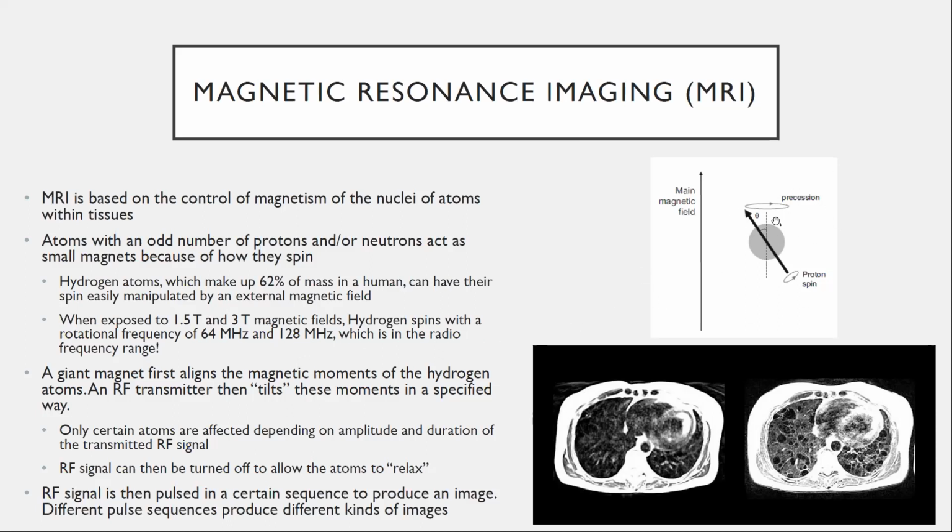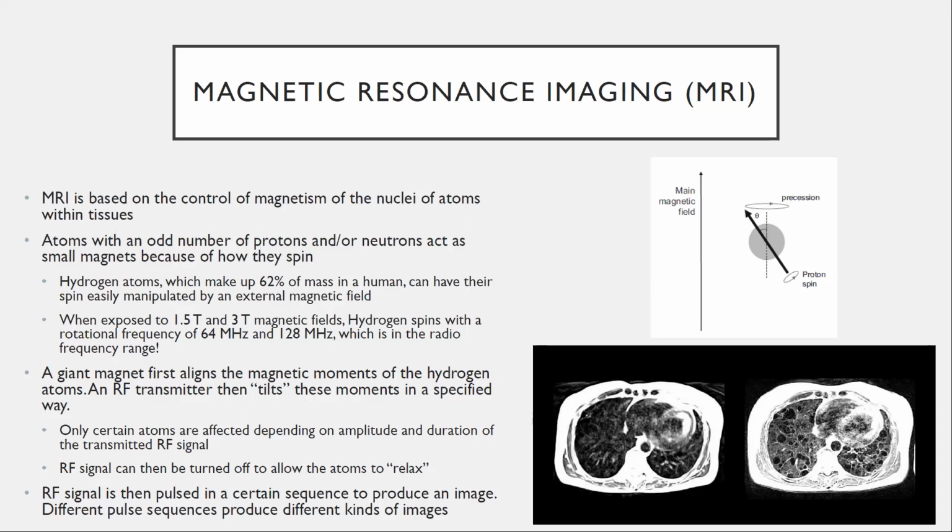Okay. And so basically, when you expose hydrogen atoms to either 1.5 Tesla or 3 Tesla magnetic fields, these hydrogen atoms will start to spin, and the exact frequency that they spin at is either 64 megahertz or 128 megahertz. Okay, and it just so happens that this frequency range is also within the same range as radio waves. And so when you go into an MRI machine, a giant magnet around you will put a magnetic field through your body, and that will align all of the hydrogen atoms in your body along with that magnetic field, and also cause them to spin.